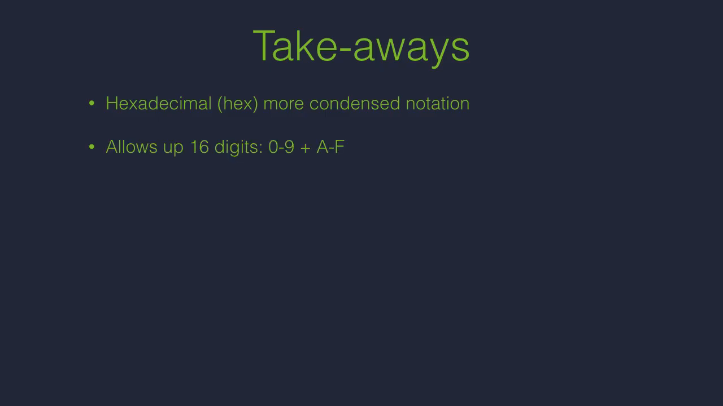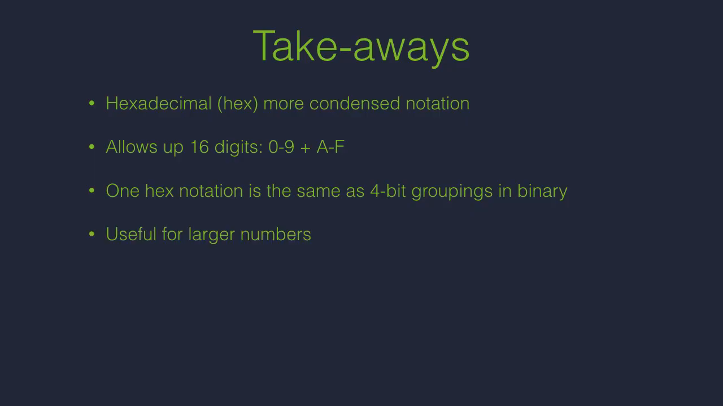So what are some of our takeaways? Hex or hexadecimal is a more condensed notation. It's easier to read. It allows up to 16 digits, 0 through 9 plus A through F, capital A through F. One hex notation is the same as a 4-bit grouping in binary. It's useful for larger numbers. Color codes use hex. So therefore, you're using it every day. Get to know it. Get to know those 0 through 9, A through F. And once you do, it's going to stick with you and you'll be able to understand binary so much better.